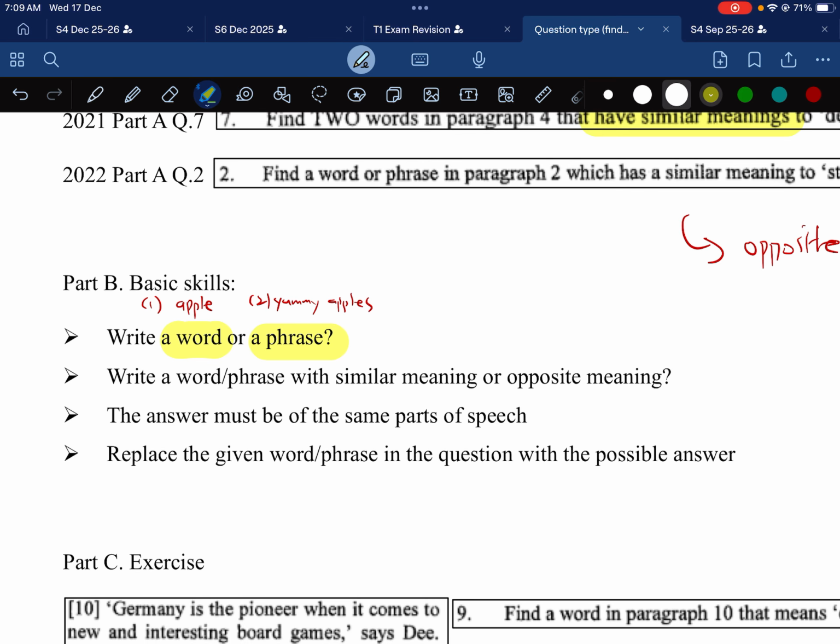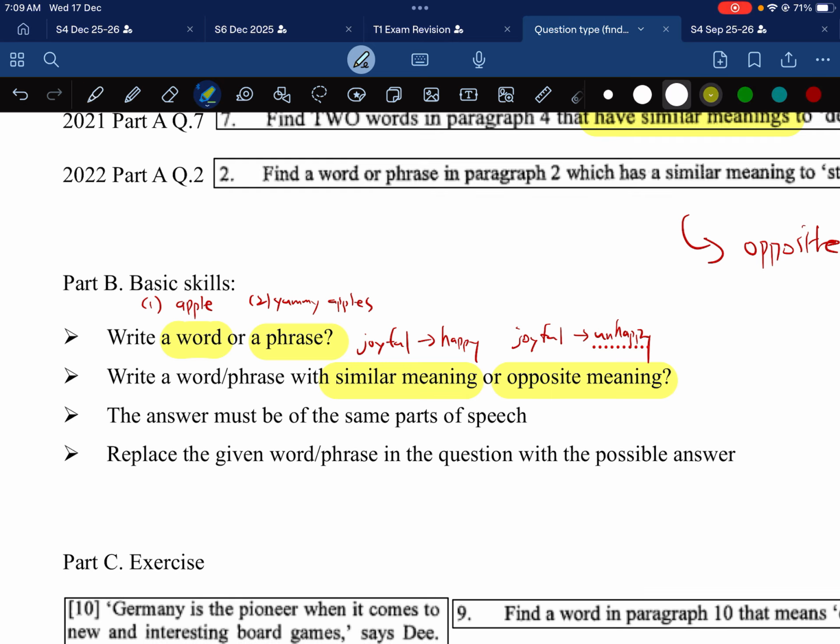Then you need to see, is the examiner asking you to give a word with similar meaning or opposite meaning? As I told you, maybe you need to find a word with the similar meaning of joyful. Then you need to look for, for example, happy, right? But if it is the opposite meaning for joyful, then it could be unhappy. So pay attention to this.